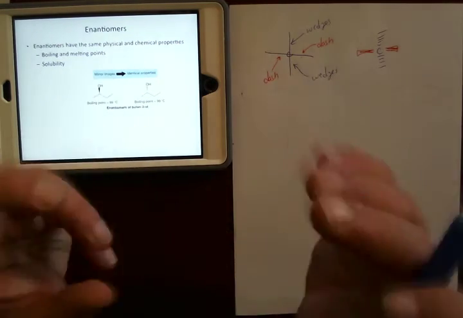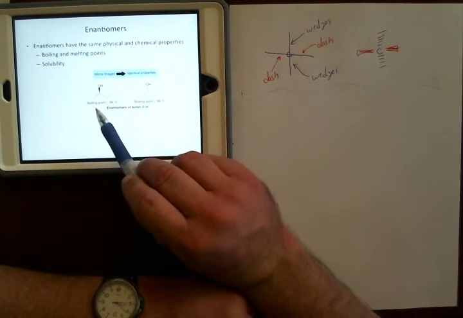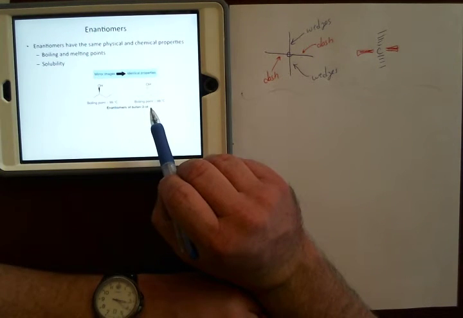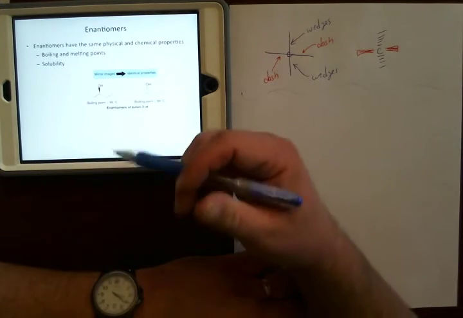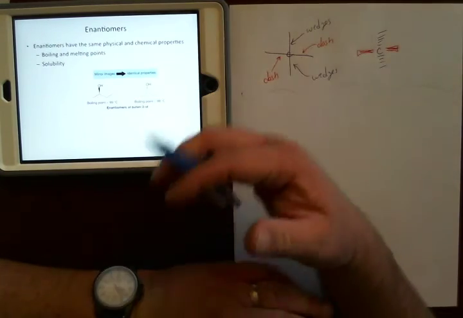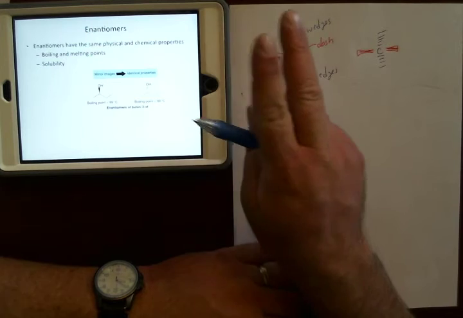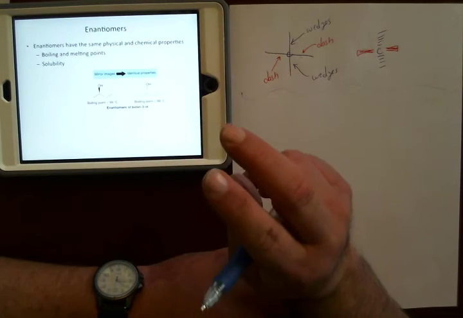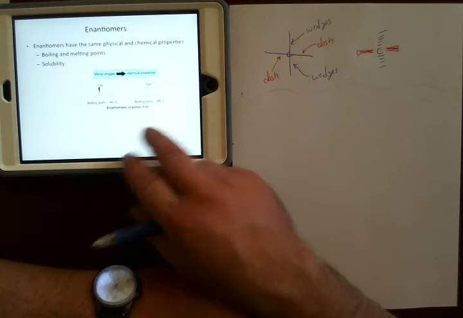Okay, so if they're enantiomers of each other, so here you've got the mirror images, they have the exact same boiling point. Okay, they have the same solubility in ethanol and DMSO and hexanes and water and whatever. They're going to have the exact same solubility. Okay, there's, in fact, only two differences that enantiomers have, and we'll talk about that in a minute. Otherwise they have the same melting and boiling point.